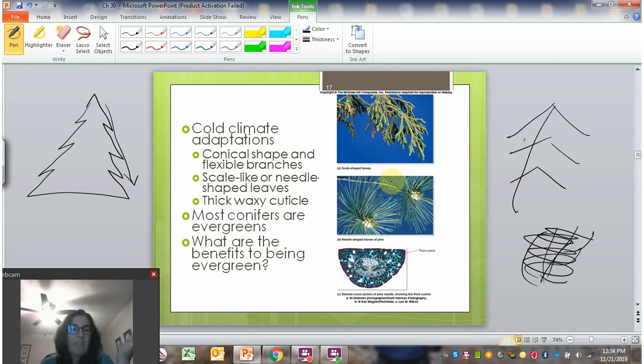A big, broad, flat leaf, like a traditional deciduous tree, loses tons of moisture off of this exposed surface area. Most conifers are evergreen, and the reason why many of them are evergreen has to do with this needle shape and also living in colder environments.